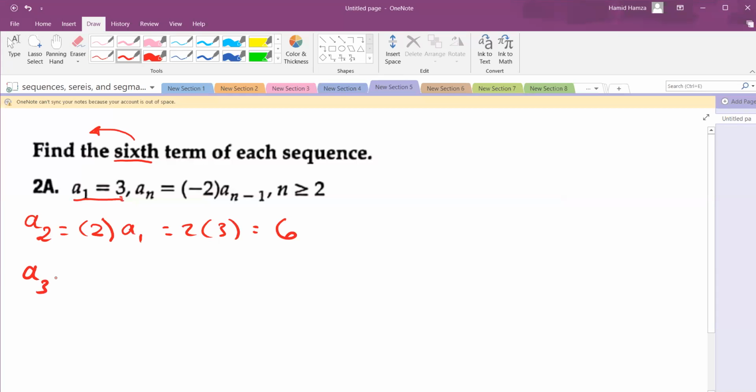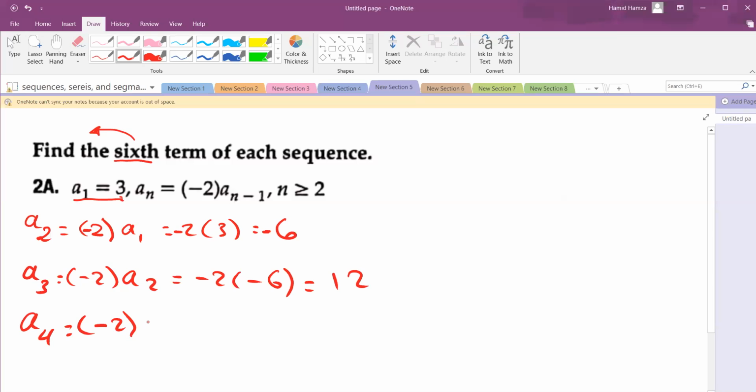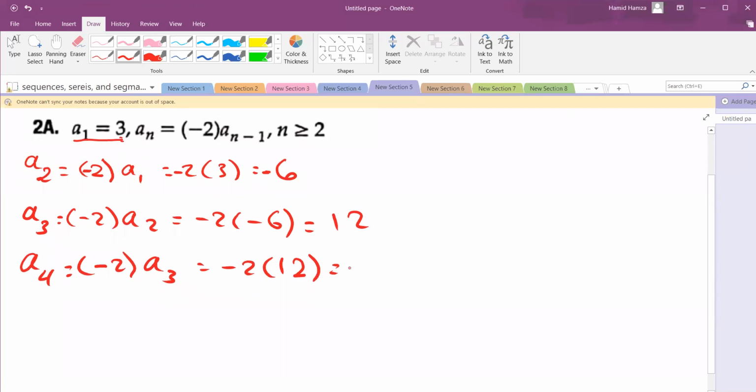Okay, A3 will be -2 multiplied by A2. So it will be -2 multiplied by -6. So the answer will be 12. And the fourth term, A4, will be -2 multiplied by A3. So that means -2 multiplied by 12. So the answer will be -24.